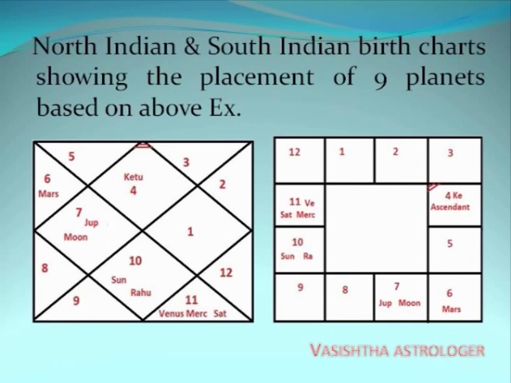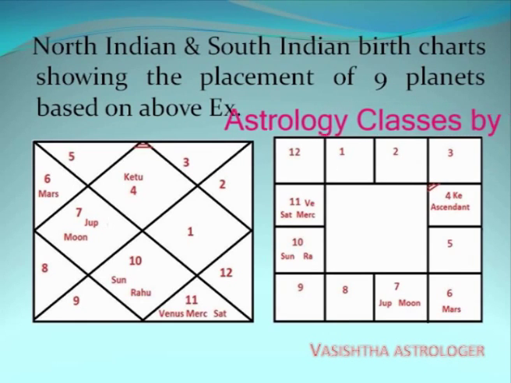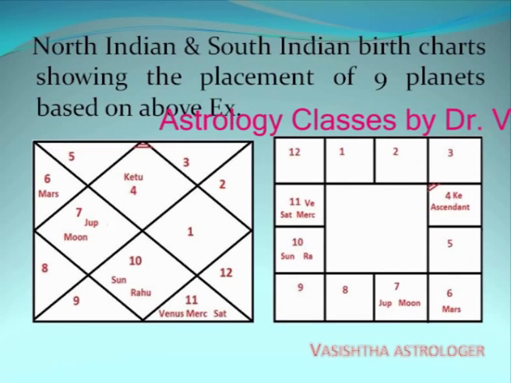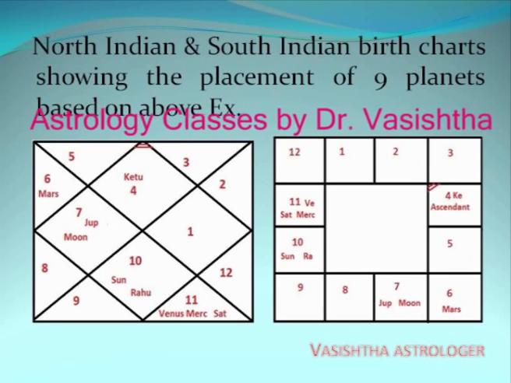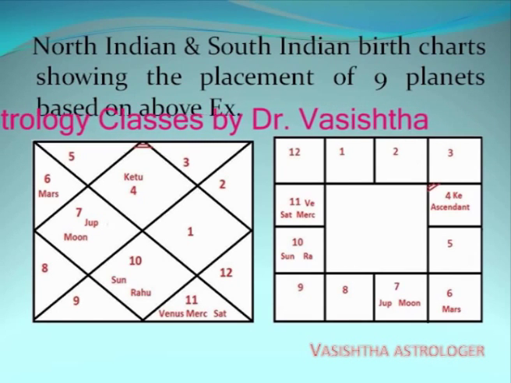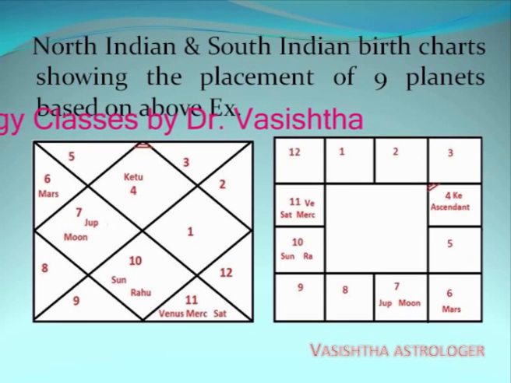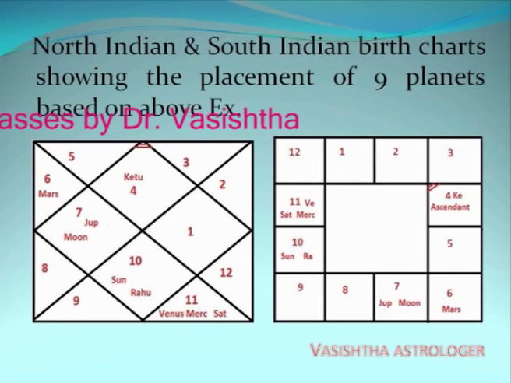Sun is placed in 7th house. Moon is placed in 4th house, that is in Sukh Bhav. Mars is placed in 3rd house in Tritiya Bhav. Mercury is placed in 8th house, Ashtam Bhav, which is also known as Ayu Bhav. Jupiter is placed in 4th house, Chaturth Bhav, also known as Sukh Bhav. Venus is placed in 8th house, Ashtam Bhav.